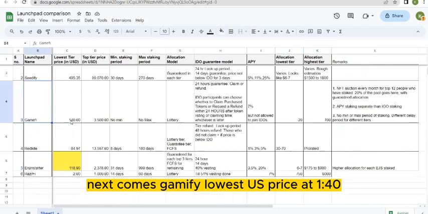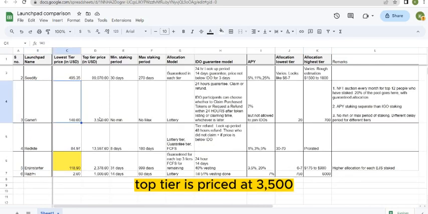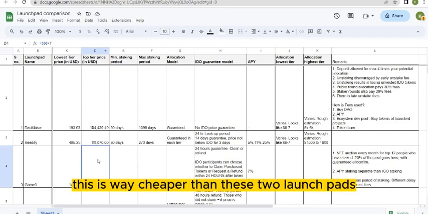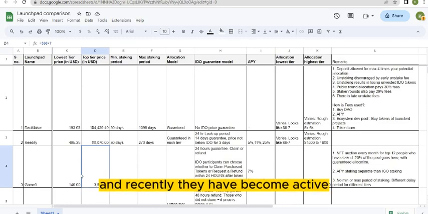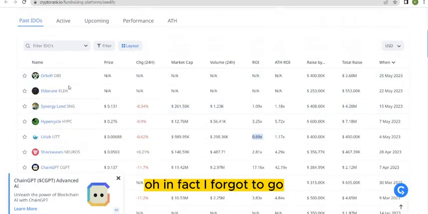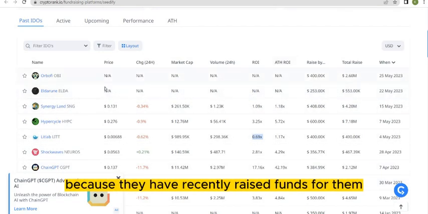Next comes GameFi. Lowest tier is priced at 140, top tier is priced at 3500. This is way cheaper than these two launchpads, and recently they have become active. They were not doing a lot of fundraisers earlier. Oh, in fact, I forgot to go. Okay, let's go to Seedify raises. Ignore these two because they have recently raised funds.